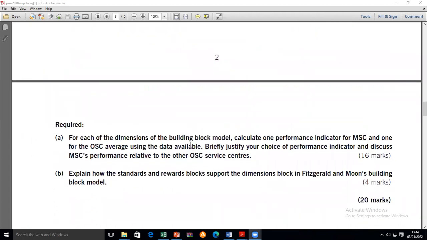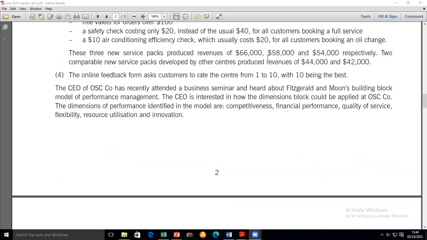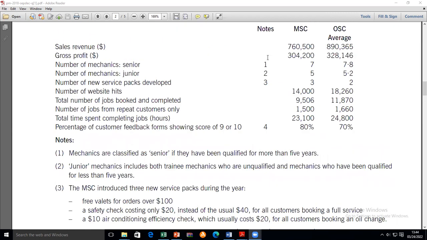For each of the dimensions of the building block model, calculate one performance indicator for MSC and one for OSC average using the data available. Briefly justify your choice of performance indicator and discuss MSC's performance relative to the other OSC service centers. Again, this is a nice question because it takes us step by step through all the dimensions. Now here you're going to help me. You're all going to participate to tell me which one is which.